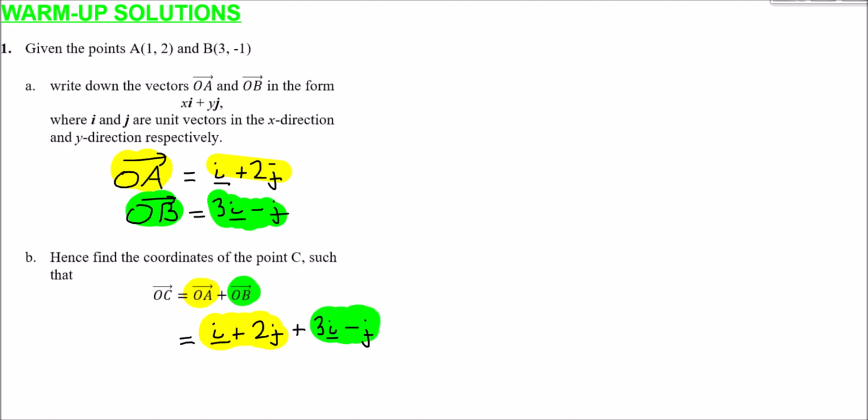So group together the i terms. The total of the i components is 1i plus 3i, which is also just 4i. And 2j minus 1j leaves us with positive 1j overall. And so that's all we need to do for question 1. So let's have a look now at question 2.